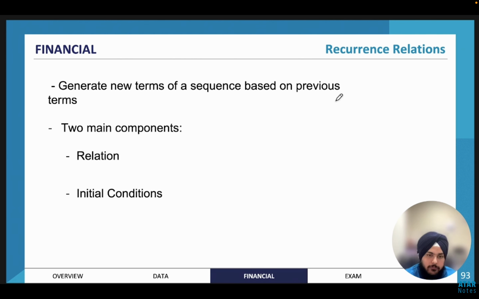Okay, so now we'll quickly look at what recurrence relationships are. Recurrence relationships are any type of relationship that helps us generate terms of a sequence or terms of a particular pattern using either initial conditions, so what we're starting off with, or the previous value, depending on what sort of relationship it is.